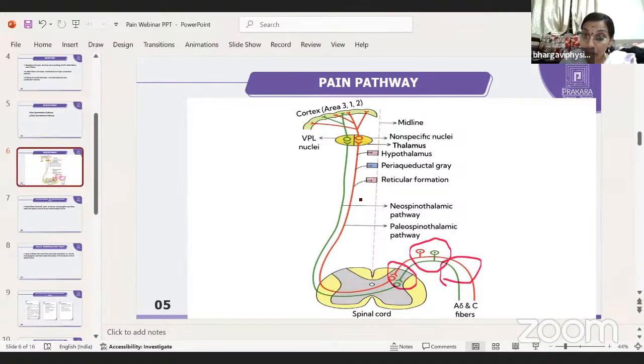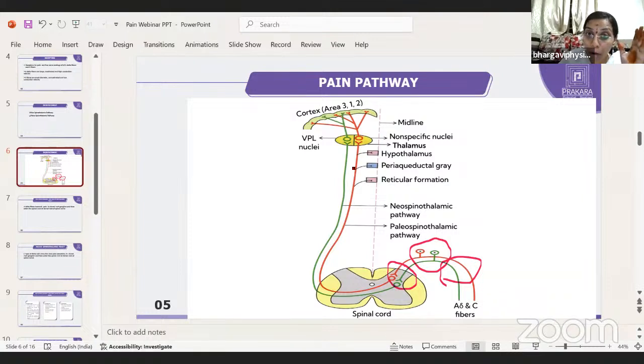So when the pathway is ascending upwards, the second order neurons starting from the substantia gelatinosa of Rolando are going to end in this red color one. They are going to end in the non-specific nuclei of thalamus. Some fibers of the paleospinothalamic pathway are going to end in the non-specific nuclei of thalamus. Okay.